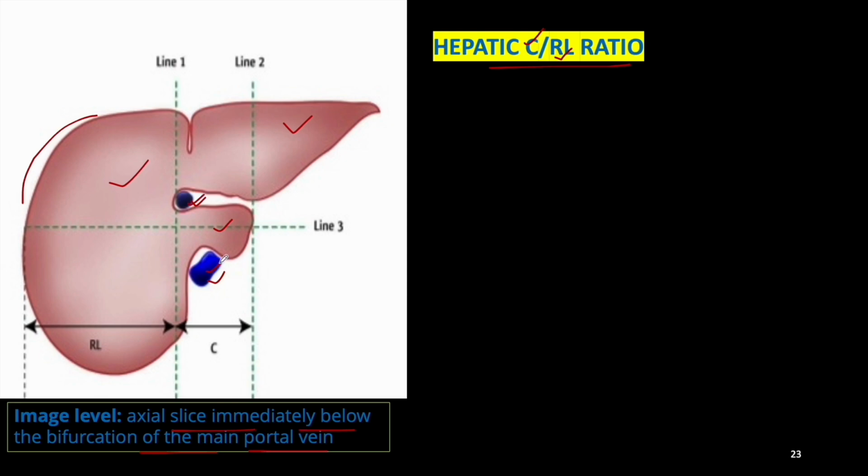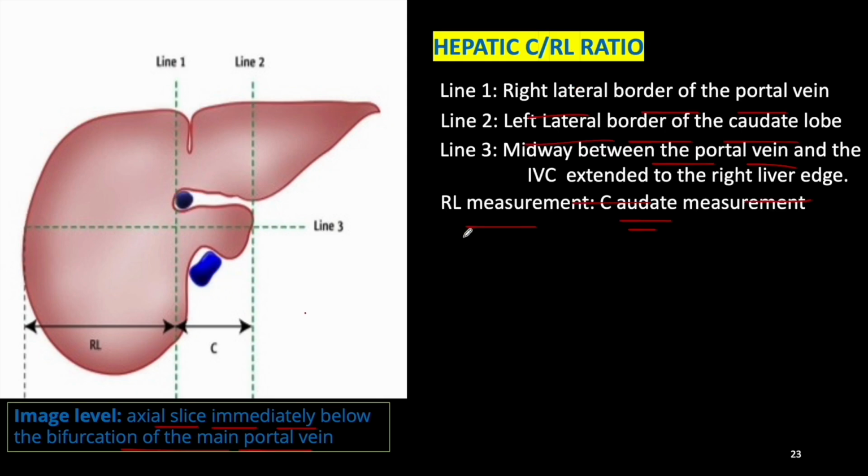we should draw 3 different lines. One line should be drawn at the left lateral border of the caudate lobe. This is line 2 here. Another line is drawn at the right lateral side of the portal vein. Line 3 is drawn at the middle of the inferior vena cava and the portal vein. Then the caudate lobe and the right lobe measurements should be taken. We take the measurement in between line 1 and line 2. This is the caudate lobe. On the right side, lateral to line 1, this is the right liver lobe. And we divide this distance by this distance.